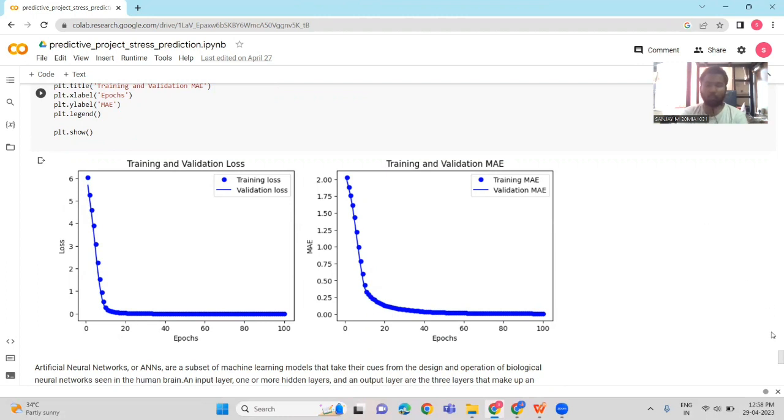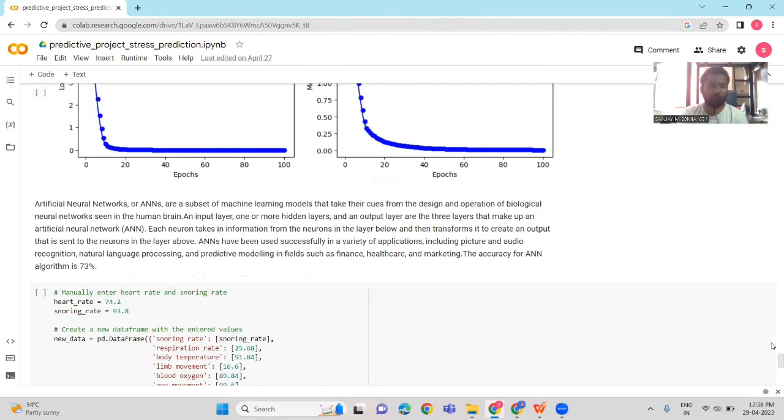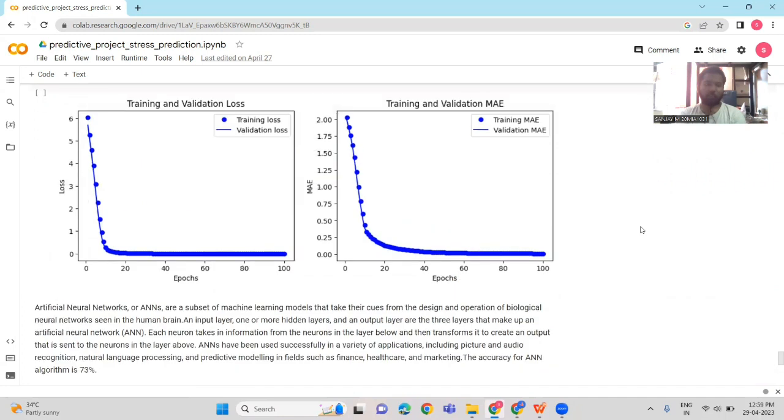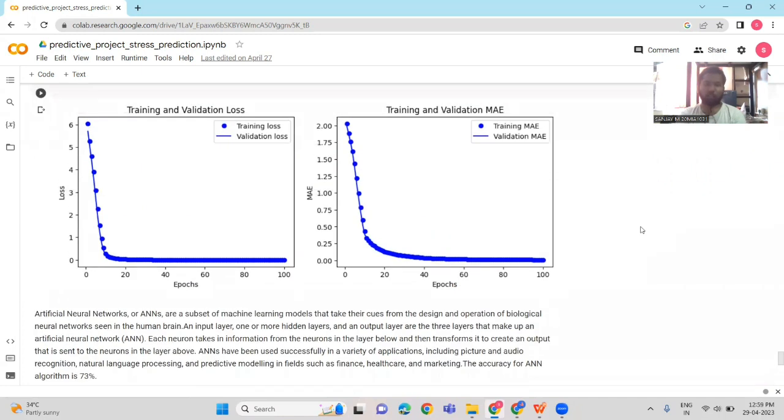It's appropriate and correct. Artificial neural networks, or ANNs, are a subset of machine learning models that take their cues for design and operation from biological neural networks seen in the human brain. The input layer, one or more hidden layers, and the output layer are the three layers that make up an artificial neural network. Each neuron takes the information from the neurons in the layer below and then transforms it to create our output. Then it's sent to neurons in the layer above.